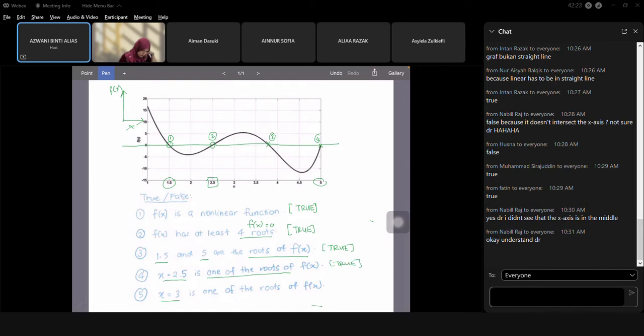X3 is one root of the fx. Betul tak? Tak kan? X3 is not one of the roots. So this is false kat sini. So nampak tak? Berjelas tak sekarang what is the meaning of the solution? Bila kita nak dapatkan solution tersebut? Is when fx is 0.